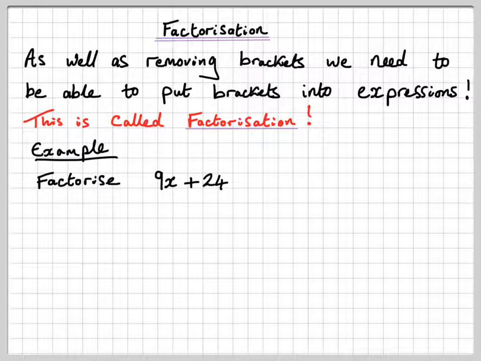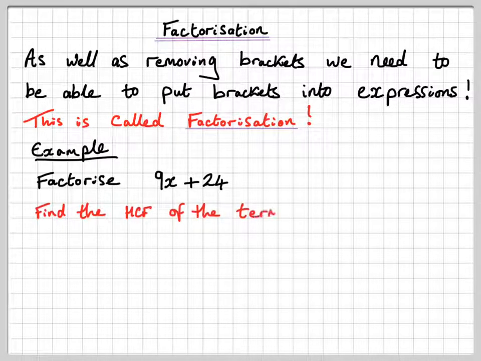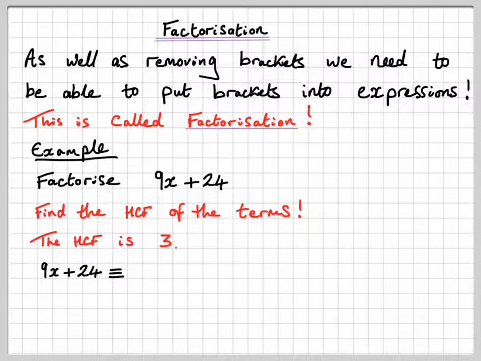The first job is to look at the two terms we have here. The first term is 9x, the second term is 24, and find the highest common factor of the two terms. Well, with a little bit of thought, we should be able to see that the highest common factor for this problem is 3. 9x can be divided by 3 and 24 can be divided by 3. And so what we're going to do is take the 9x plus 24.